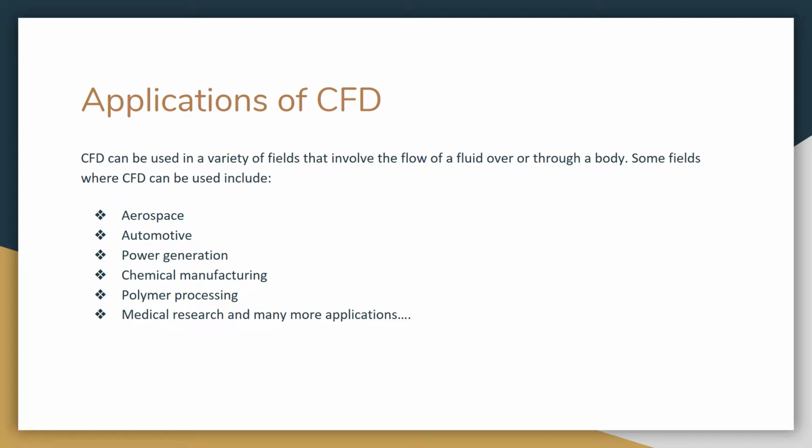Computational fluid dynamics can be used in a variety of fields that involve the flow of a fluid over or through a body. There are several fields where this can be used, which include the aerospace field, automotive, power generation, chemical manufacturing, where they process specific polymers, medical research, and many other applications that were not listed.